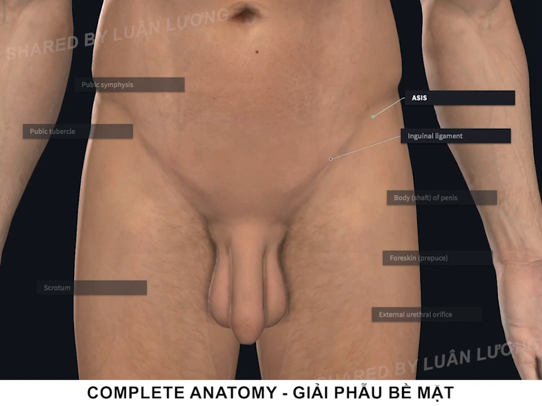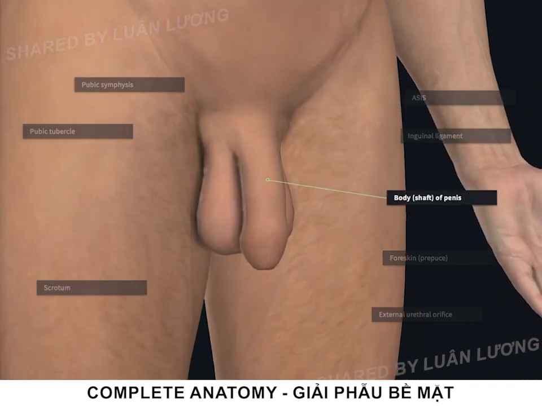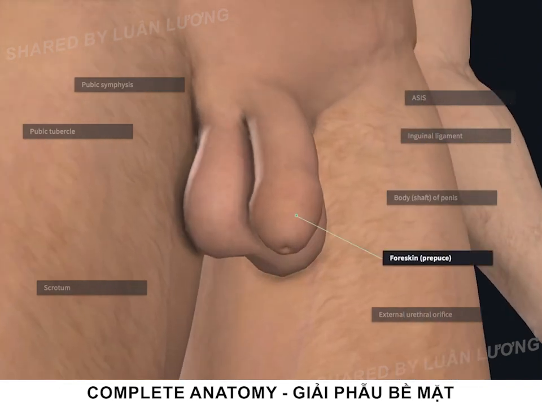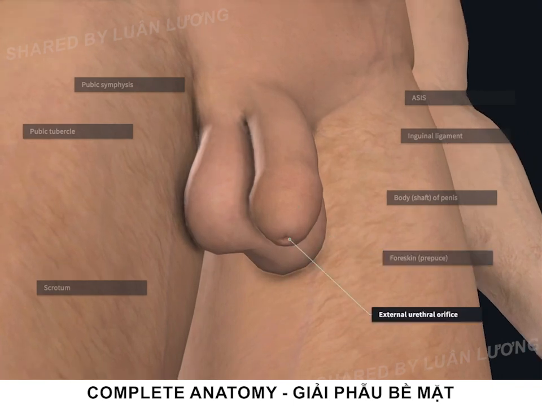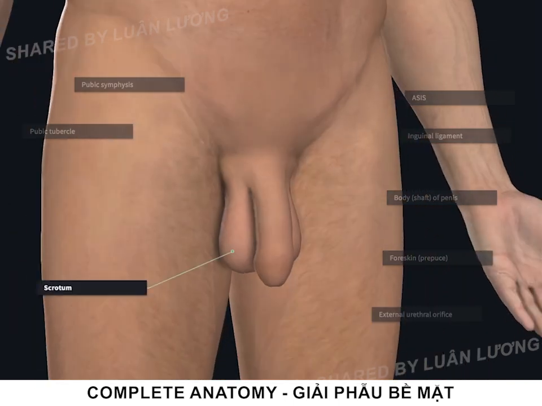Now if we move down in towards the external genitalia on the penis, it is subdivided into the body or shaft of the penis, and if the individual is uncircumcised, they will have a longer and more noticeable foreskin, and on the distal end of the penis is the external urethral orifice. Posterior to the penis is the scrotum for palpations to check for things like testicular cancer.